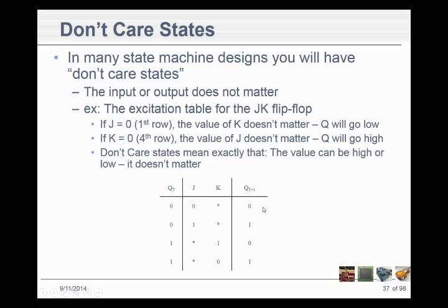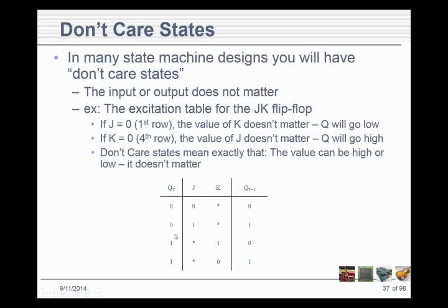If J is 1, the output was 0, J is 1, and we don't care about K, then we get a 1 at the output. This is set state. When K is a 1, doesn't matter what J is, it's the reset state. And if K is 0, it doesn't matter what J is. We get 1 on the output. That's the reset state. I'm sorry. This one is, if this were a 1, it's a toggle. It goes from 1 to 0, so it toggles.